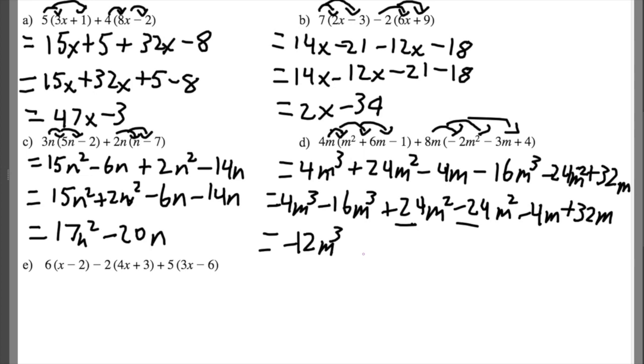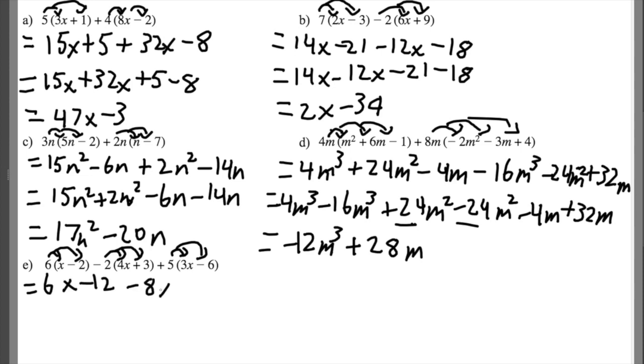All right, goes on to e. So again, 6 times the x, 6 times the minus 2, minus 2 times the 4x, minus 2 times the 3, 5 times the 3x, and then multiply it to the minus 6. So for e, we're going to get 6x minus 12, and minus 8x minus 6, and we'll get 15x minus 30.